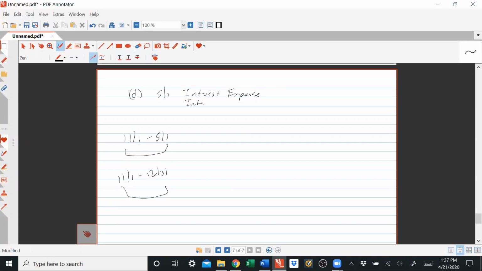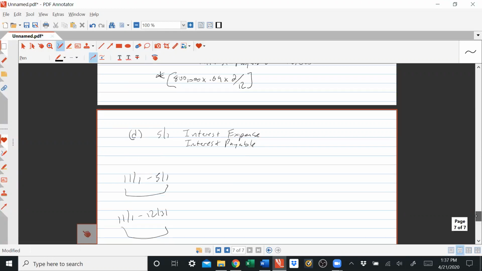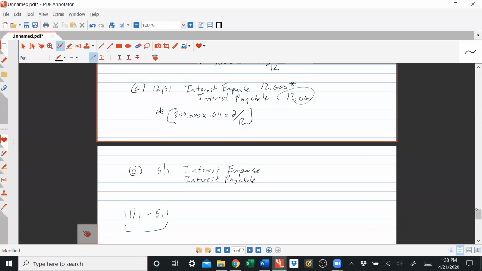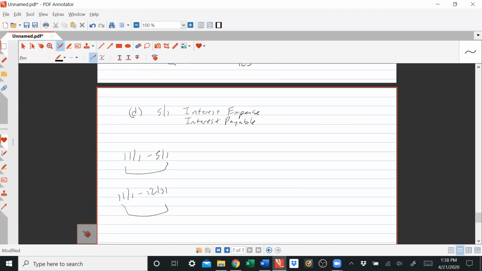We have to get rid of the interest payable we have for the 2 months that we set up here. So for the November and December, get rid of that and credit cash. So what's 4 months worth of interest expense? It'd be the 800,000 times the 0.09 times 4 over 12, which is 24,000. The credit to cash is 36,000.